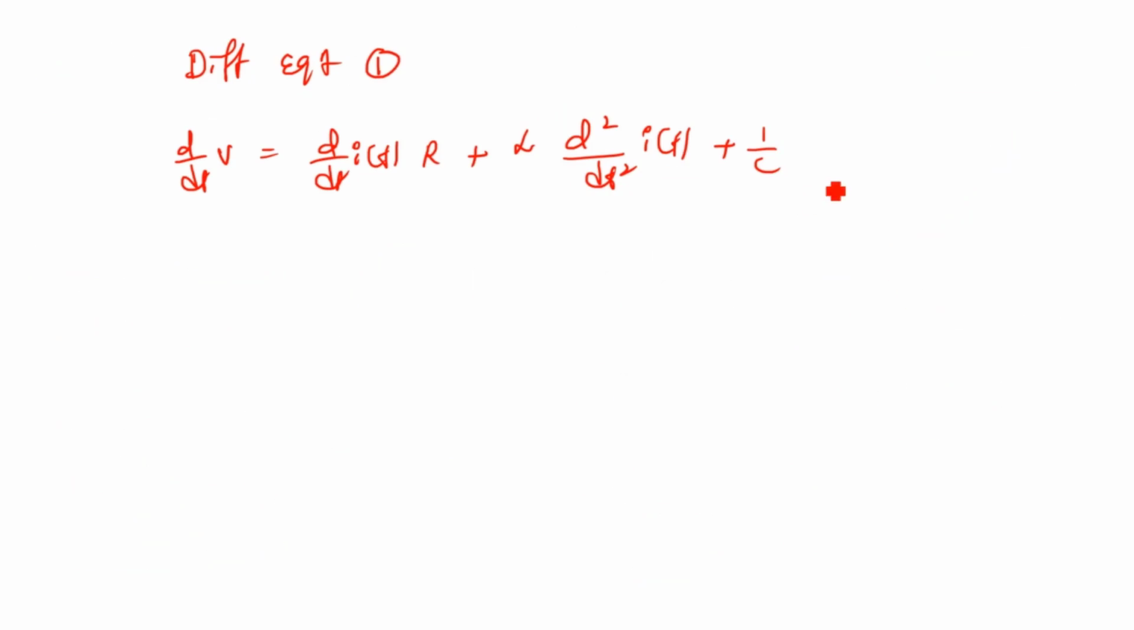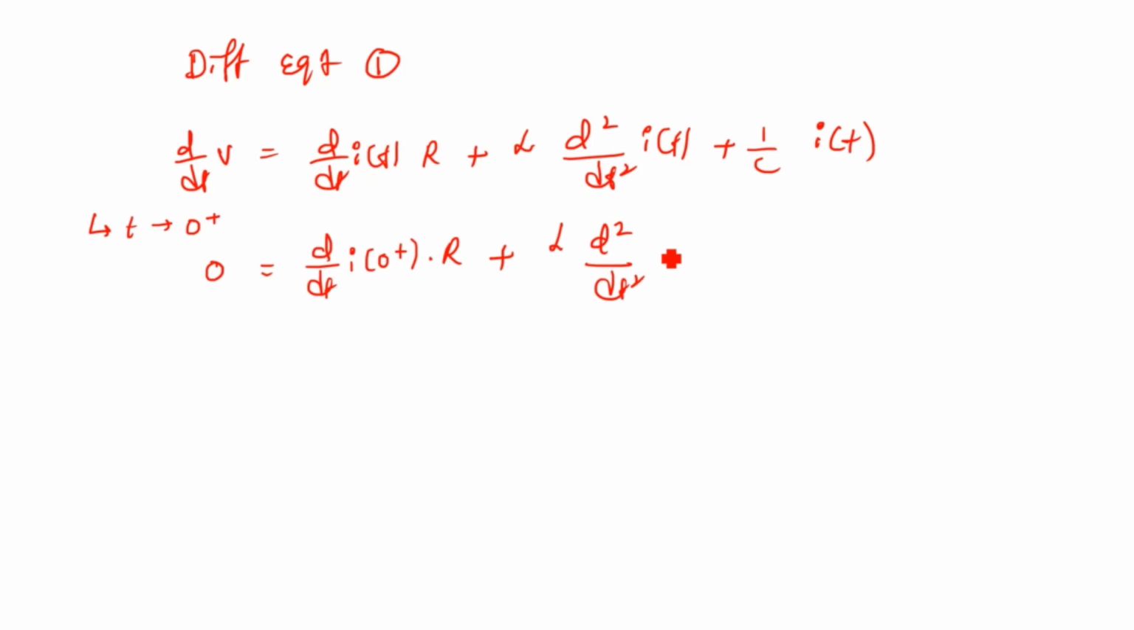Differentiation and integration cancel each other, so now we get I of t. What is the value on the left? Differentiation of a constant is 0, because differentiation of 10 is 0. Now replace wherever you find t by 0 plus: d by dt of I of 0 plus into R plus L into d square by dt square of I of 0 plus plus 1 by C into I of 0 plus.